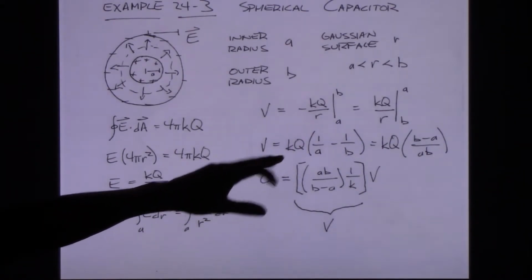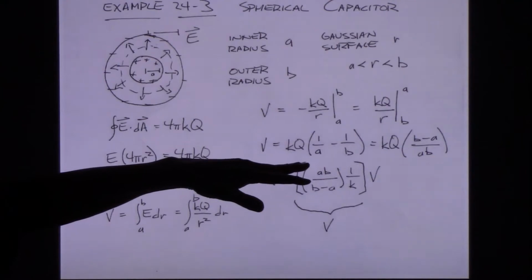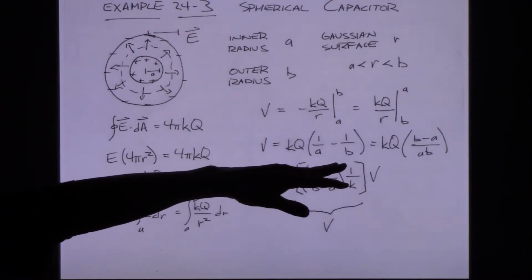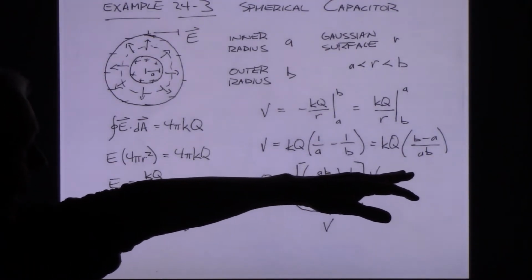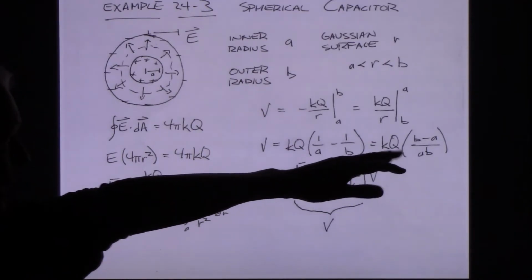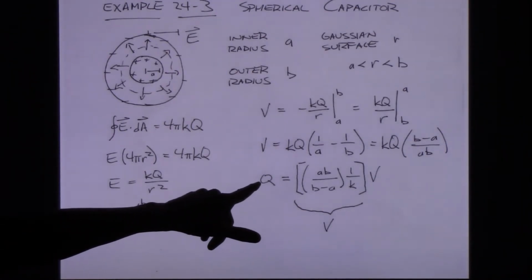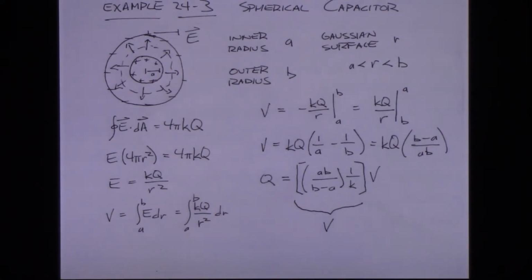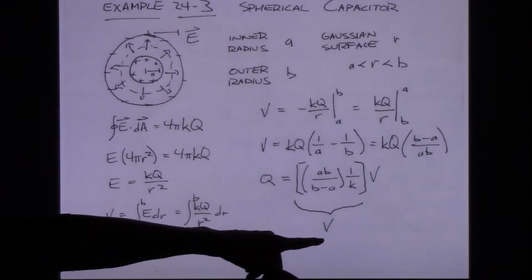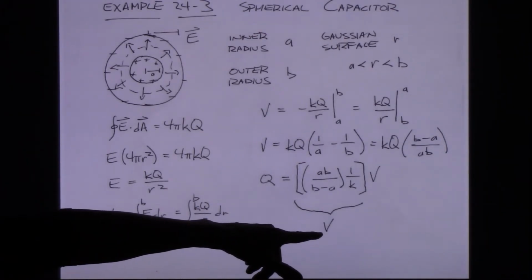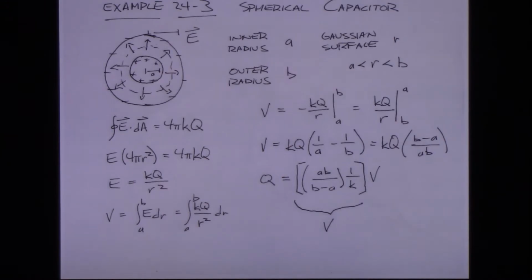Now, when I carry out this integration, I'm getting kQ, 1 over A minus 1 over B. And I got a common denominator, that turned into kQ times B minus A over A times B. And again, what we can do is say Q over V. Oh my gosh, did I do this again? That is a big C. That's not a big V. That's a big C. All right.